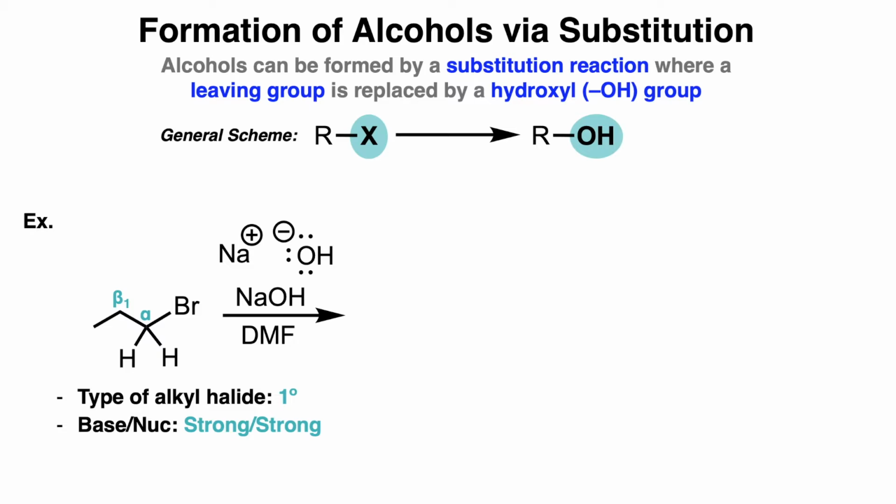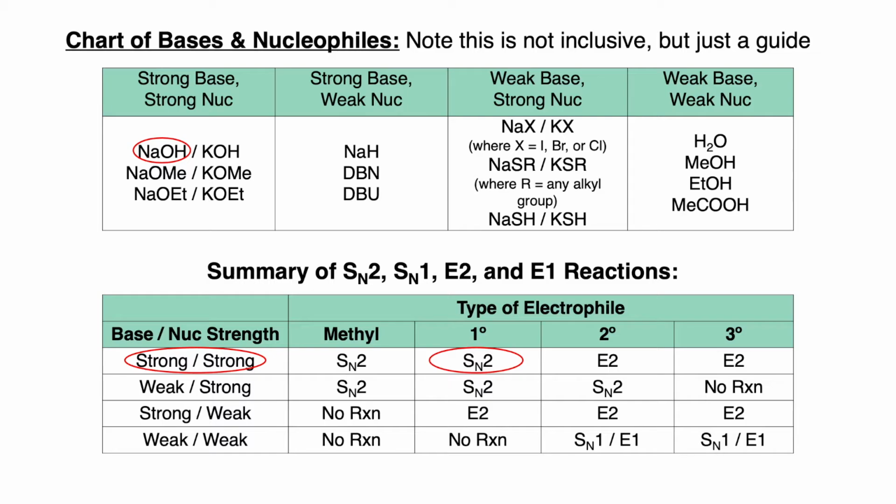And the next factor is the type of solvent. DMF, or dimethylformamide, is a solvent that does not have any hydrogen bonds in it, which means that this is a polar aprotic solvent. Now let's combine these three factors and compare it to our chart. According to the top chart, NaOH falls under the category of a strong base and strong nucleophile. Now having that information, we can take a look at the bottom chart. With a strong base/nucleophile and a primary alkyl halide, this tells us that this mechanism is SN2.